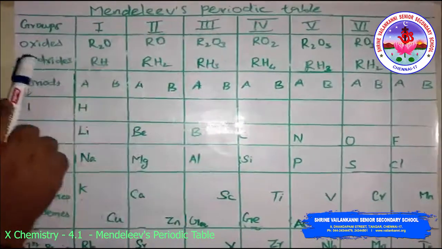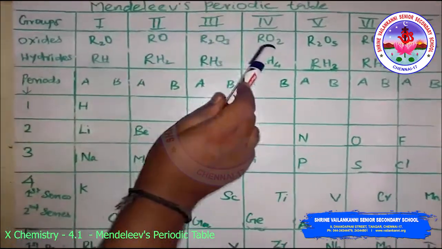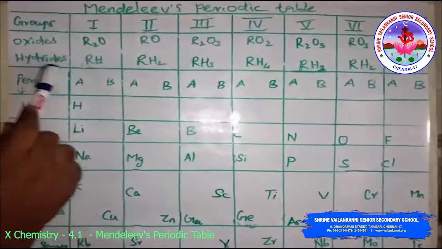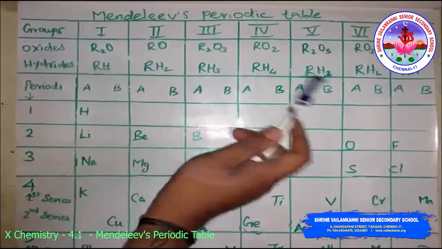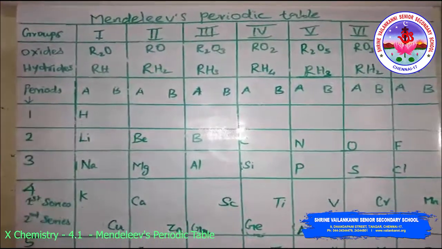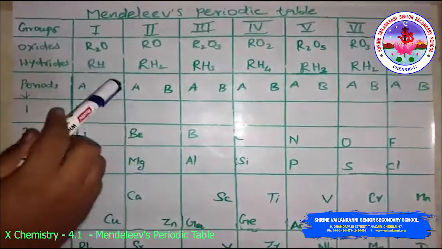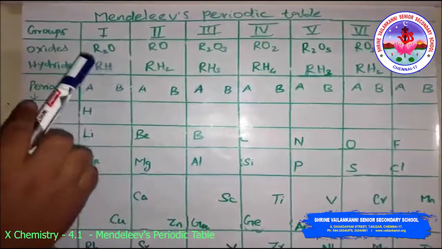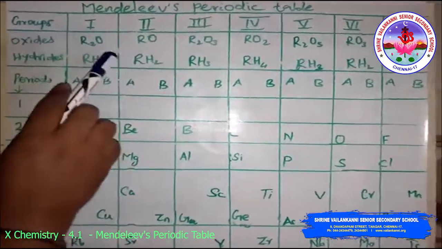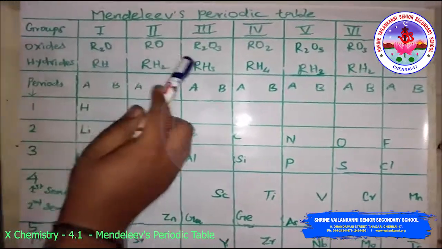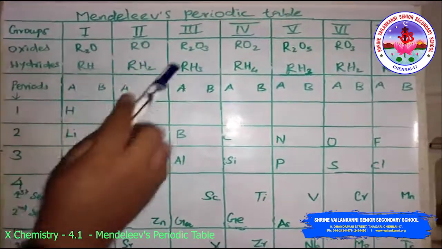In Mendeleev's periodic table, the formulas are R2O, RO, R2O3, like this. Similarly, elements react with hydrogen and form hydrides RH, RH2, RH3, like this. Hydrogen and oxygen were selected because they are very reactive and form compounds with most elements. So the formulas of the hydrides and oxides formed by an element were treated as one of the basic properties of the element for classification.